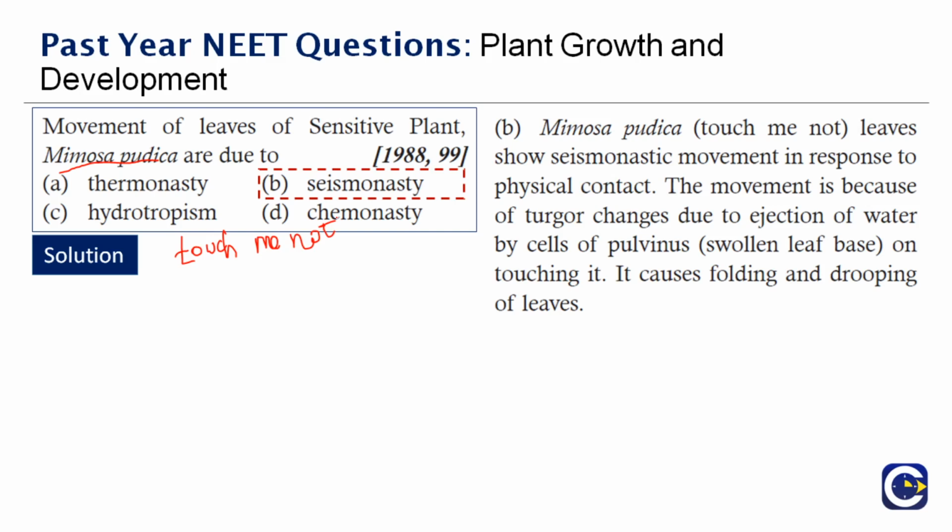This is a repetitive question which was asked in 1988 and again repeated in 1999. So kindly remember, when they ask you questions like this, you should know the common name and the scientific name so that you don't get confused, because Mimosa pudica is the scientific name of the common name touch-me-not, right?